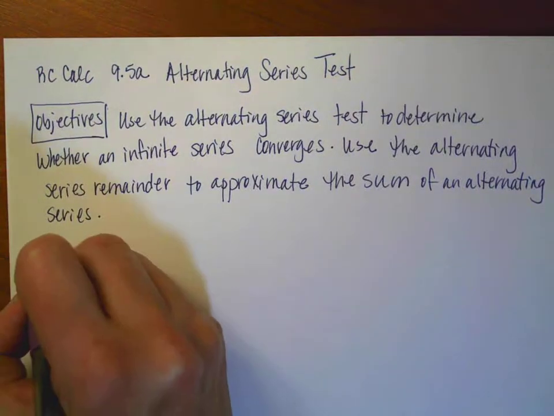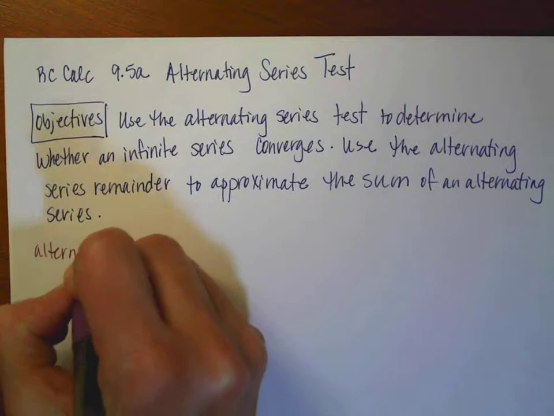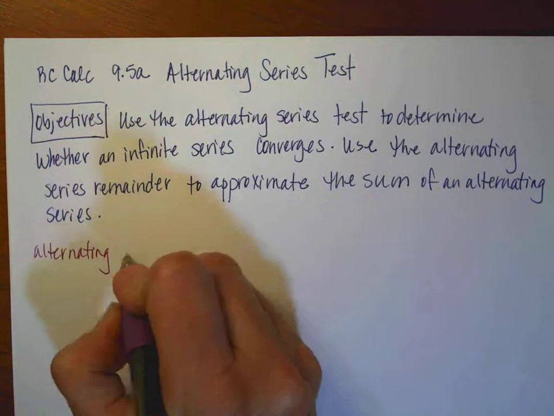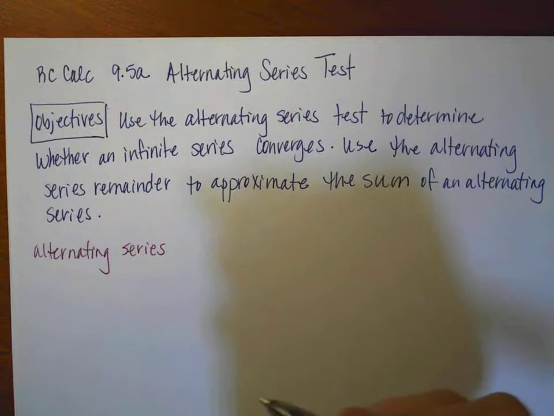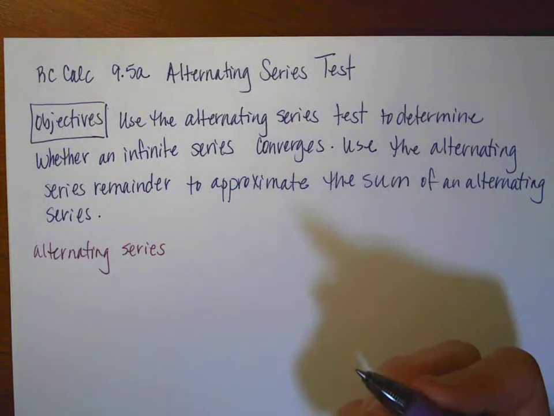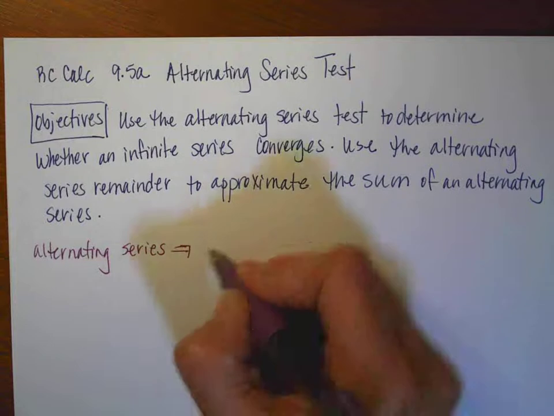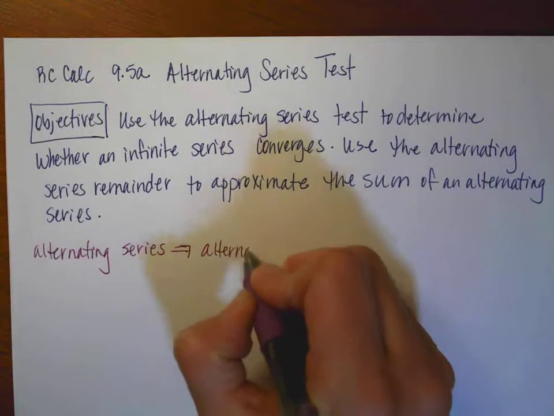Alrighty, so let's just start by, it's very echoey in here. So we're going to start by talking about what does an alternating series look like. And an alternating series means that it's going to have alternating signs.